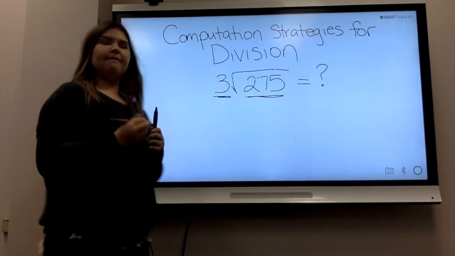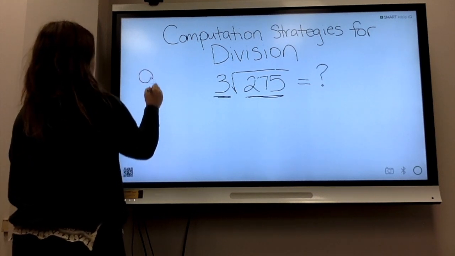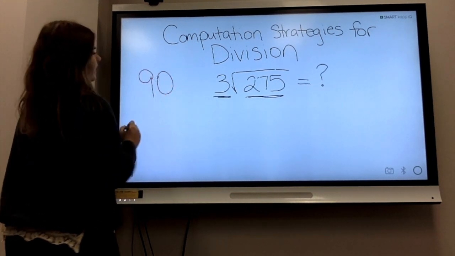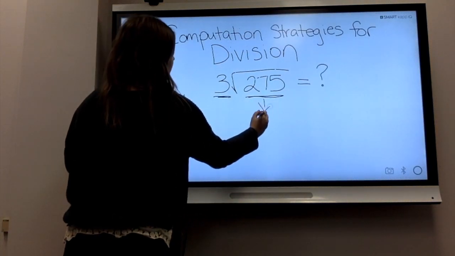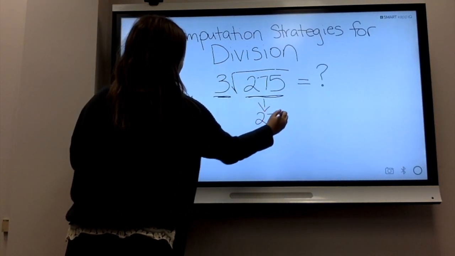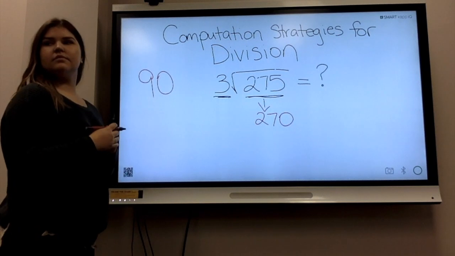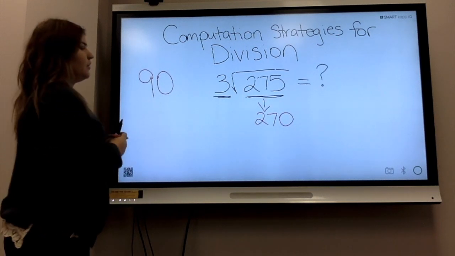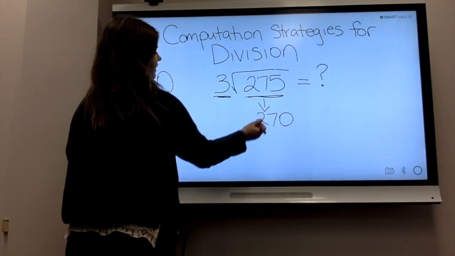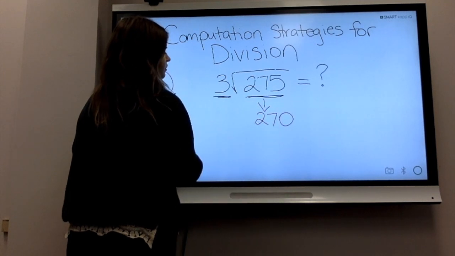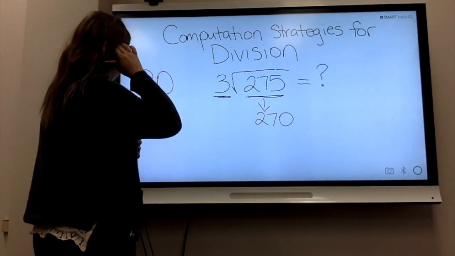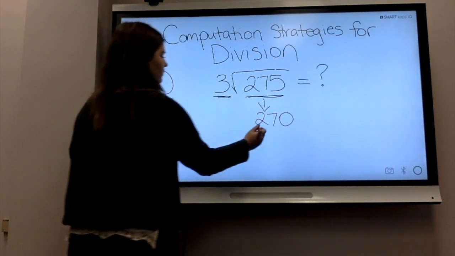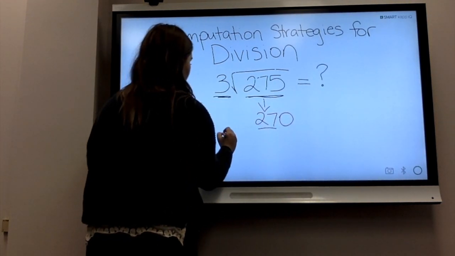Yeah? 90? Okay, and can you tell me how you got that answer? I rounded down 275 to 270 because it's easier to work with, and I know that 27 is divisible by 3. Okay, so you recognized 27 and rounded it down to 270. What did you do next? Well, 27 divided by 3 is 9, and then I just carried over the 0 to get 90.